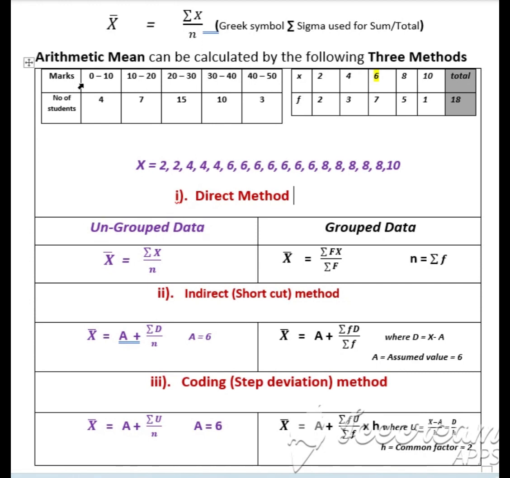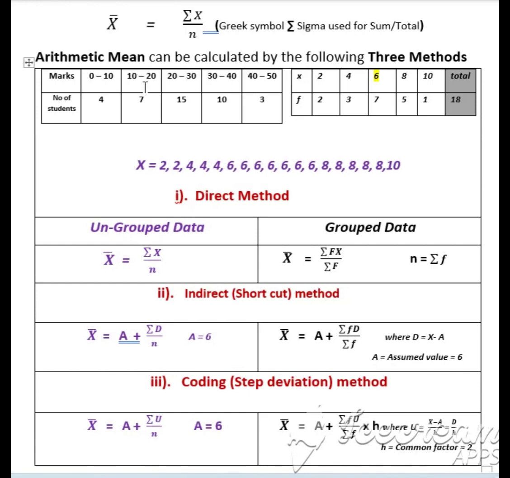It means the marks are from 0 to 10. Between 0 and 10, all the numbers you can write here. Meaning 0, 1, 2, 3, 4, 5, 6, 7, 8 up to 9 you can write here. And the 10 we will write in the next group.